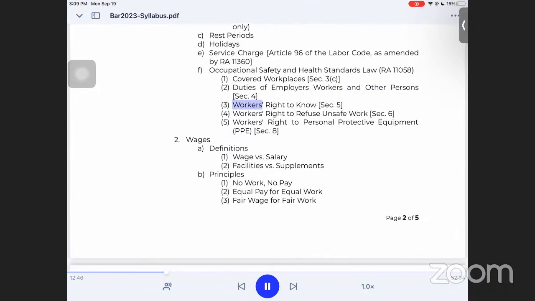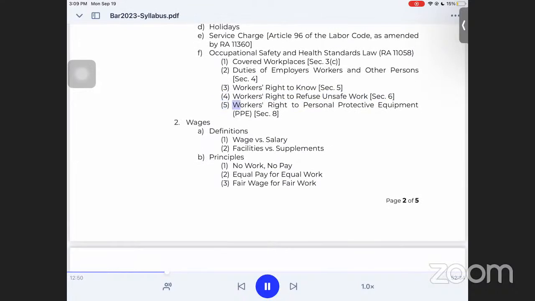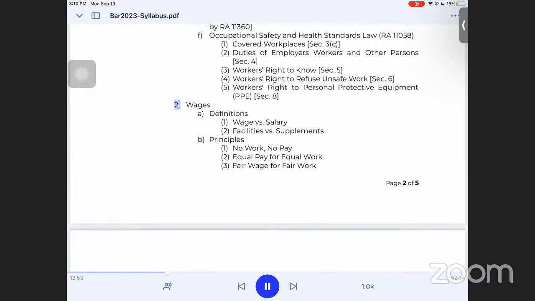Sec. 4. 3. Workers' right to know. Sec. 5. 4. Workers' right to refuse unsafe work. Sec. 6. 5. Workers' right to personal protective equipment, PPE. Sec. 8. 2. Wages.